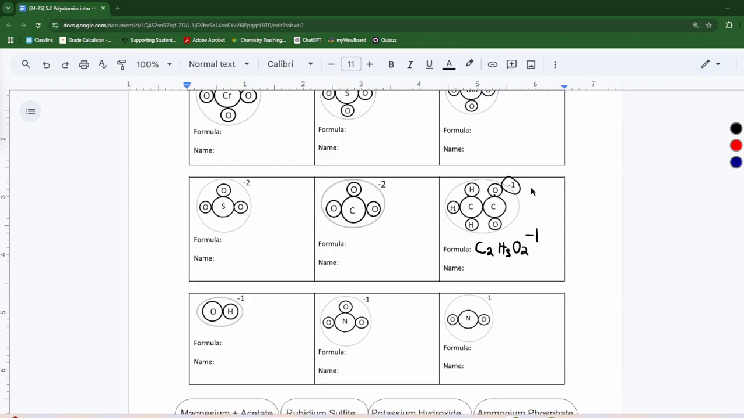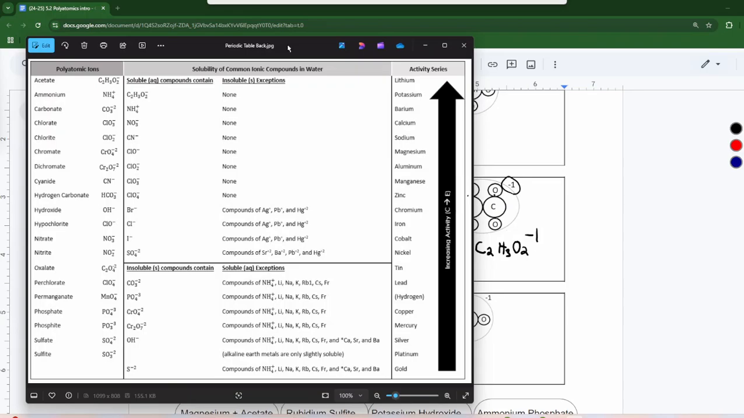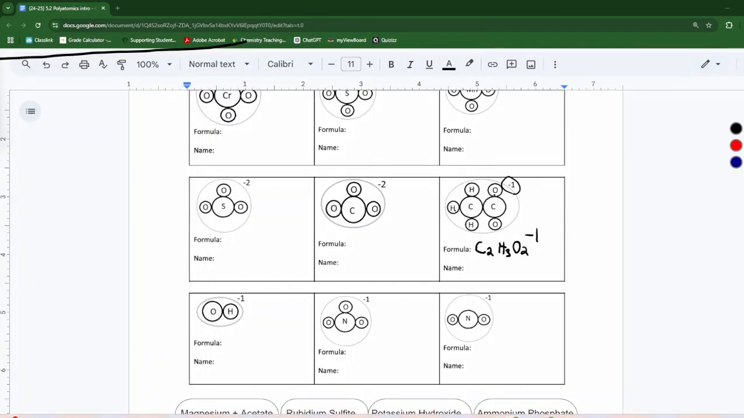All right, so I'm going to try to find this on my periodic table, my polyatomic ions list. And here it is. It's the first one. C2H3O2 minus. Now if it says minus, that means minus 1. And that is called acetate. Acetate. That's what I'm going to write in here. Acetate, like acetic acid. And that's how you do the top part. Make sure you get them all done. And I'm going to show you how to do the rest.